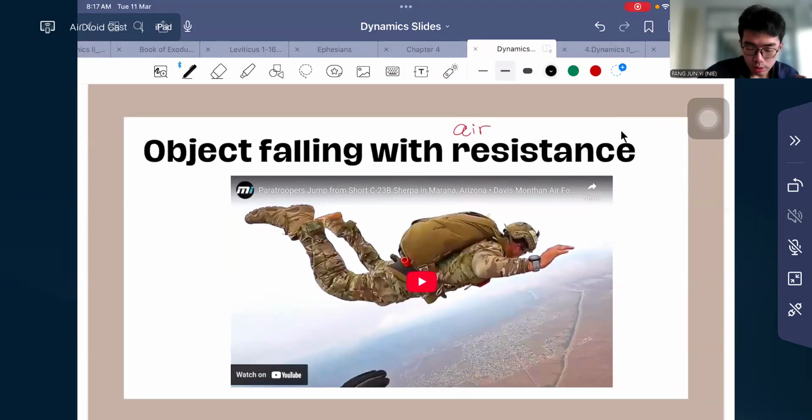Okay, all right, let's start. So we have talked about friction and its effect. And then one thing that is actually very related to friction will be air resistance. So, an object falling with air resistance.